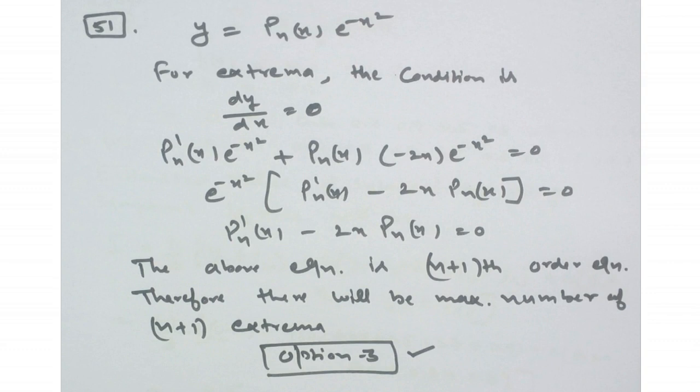Now to find the extrema, the condition is dy upon dx equal to 0. So now take the derivative of y with respect to x and that will become Pn dash x minus 2x Pn(x) equal to 0. So the above equation is n plus 1th order equation. So therefore there will be maximum number of n plus 1 extrema. So the option 3 is the right answer.